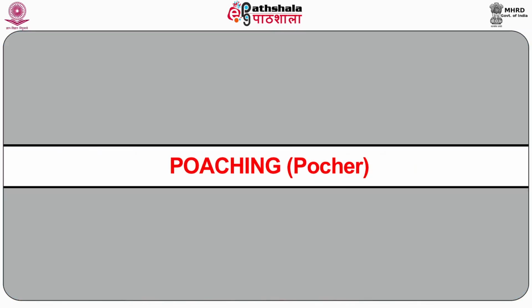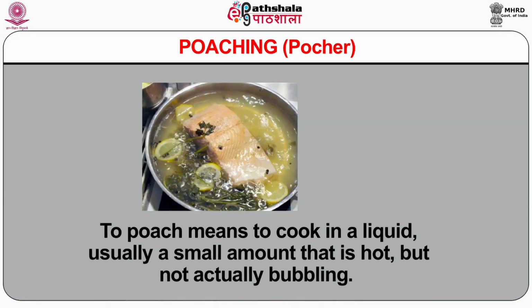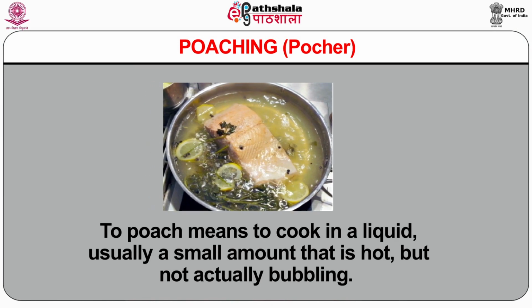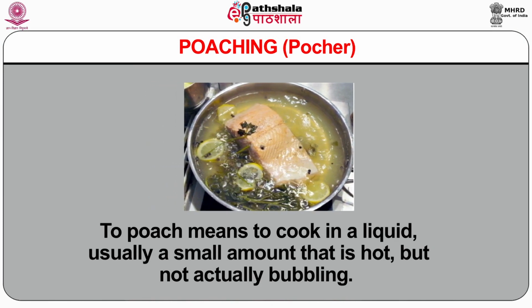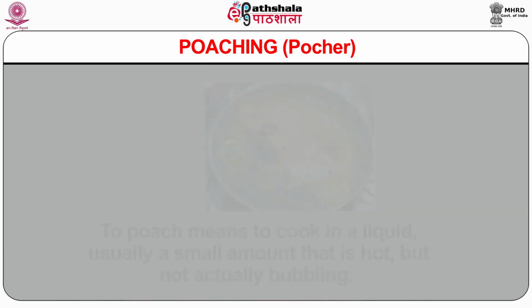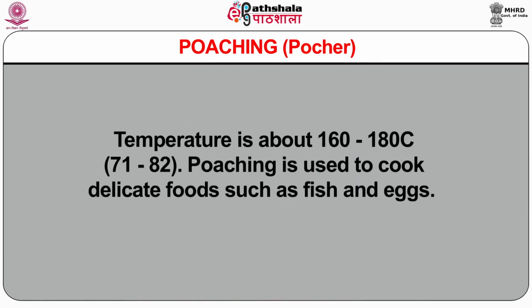Boiling is generally reserved for vegetables and certain starch products. The high temperature would cause protein foods, meats and fish, to toughen, and the rapid bubbling would break up delicate products. Poaching: to poach means to cook in a liquid, usually a small amount, that is hot but not actually bubbling. Temperature is about 160 to 180 degrees Fahrenheit, 71 to 82 degrees Celsius. Poaching is used to cook delicate foods such as fish and eggs.